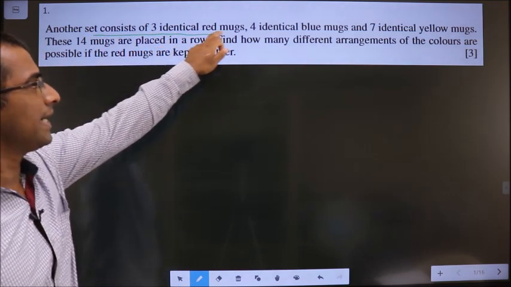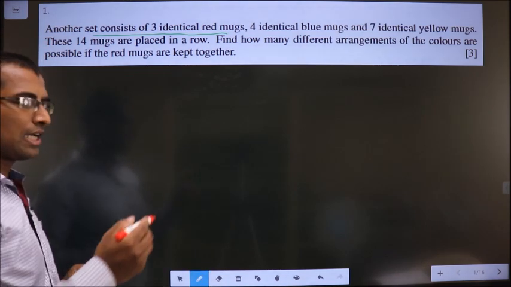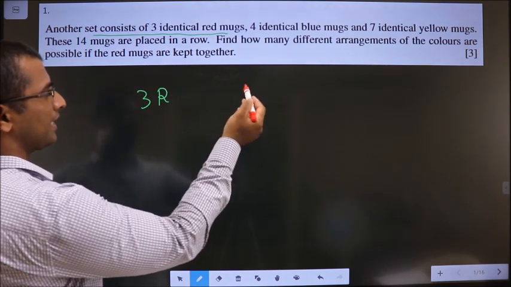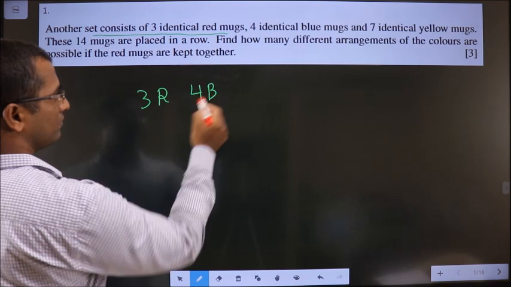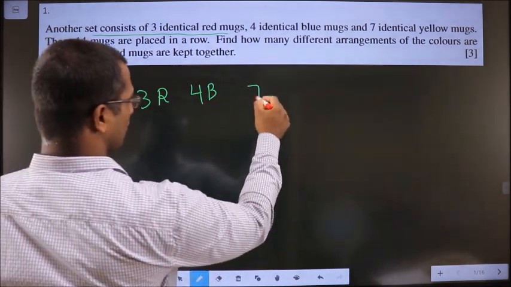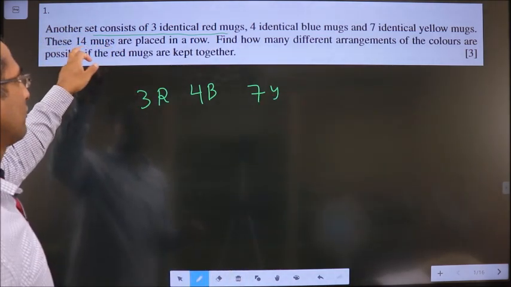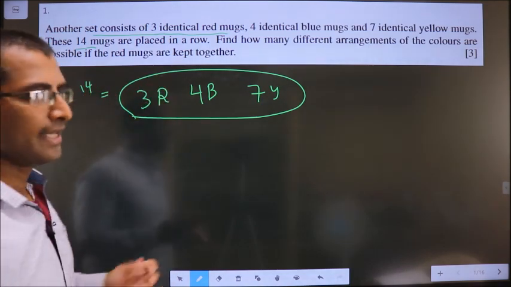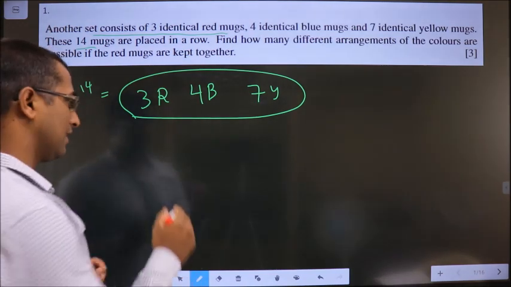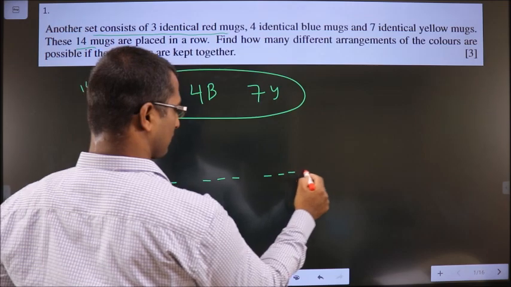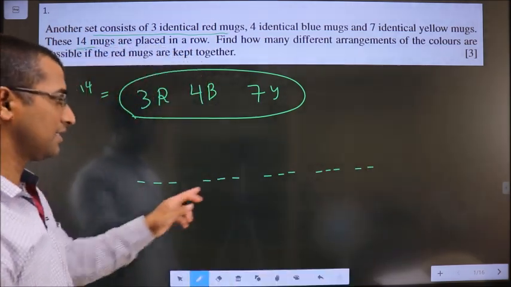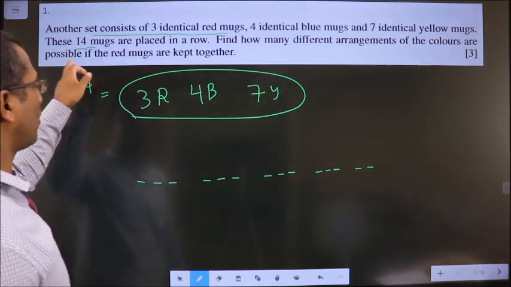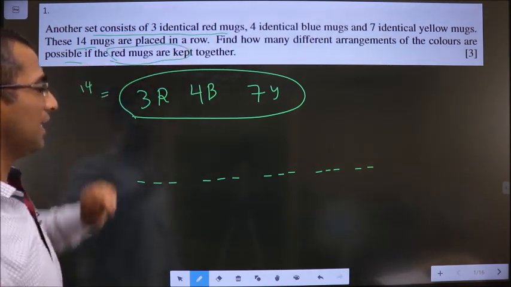A set consists of 3 identical red mugs. Whenever you come across information, write it down. There are 3 red, 4 identical blue mugs, so 4 are blue, 7 identical yellow mugs, so 7 are yellow. These 14 mugs, so the total count is 14, are placed in a row, so 14 blanks. Find how many different arrangements of the colors are possible if the red mugs are kept together.